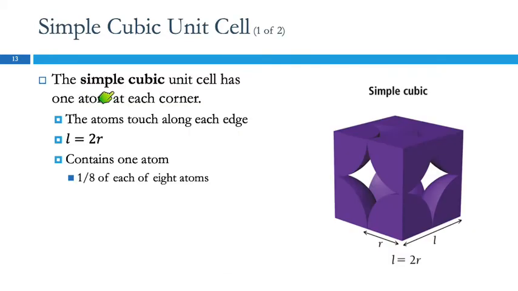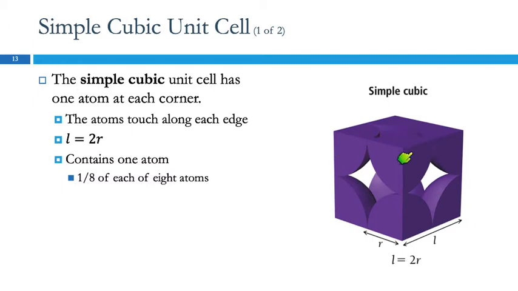So this is the simple cubic unit cell. What we have here is a cube, and at the corner of each cube is the center of an atom. The atoms are going to touch along the edges. So if the radius of one of these atoms is r, then the length of an edge is 2 r's, right? The edge length for this is 2 times r. And this unit cell contains the equivalent of 1 atom.